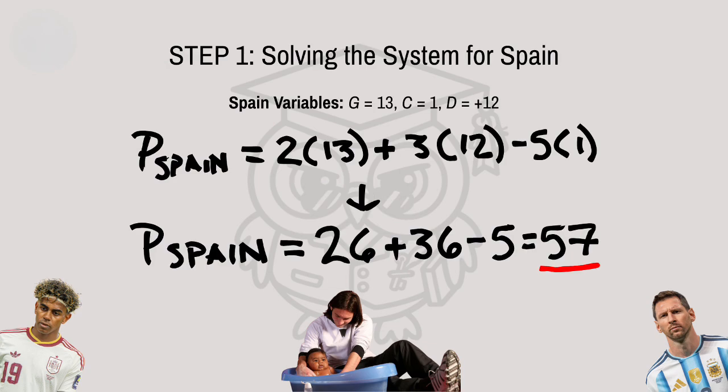Let's substitute the tournament variables for Spain. They've scored 13 goals and have only conceded one goal, leaving them with a goal difference of plus 12. Placed into our equation, 2 times 13 equals 26. 3 times 12 is 36, and 5 times 1 is 5. Adding 26 and 36, then subtracting 5, gives Spain a final calculated performance rating of 57.